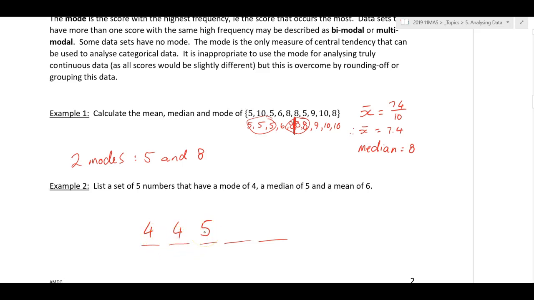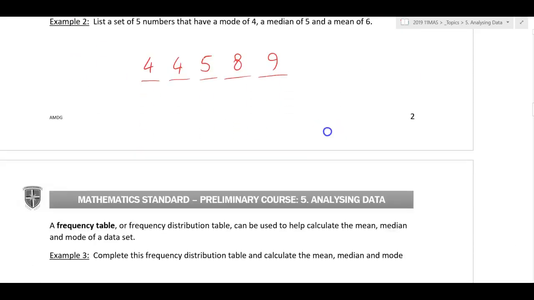That means my other two numbers must add up to 17, and I think an 8 and a 9 will do the job just fine. It's a 7 and a 10, or a 6 and an 11. It would be fine. I wouldn't want to go with a 5 and a 12, because then my mode isn't really 4. I would have a mode of 4 and 5. Okay, all good? That's a fun one to do.